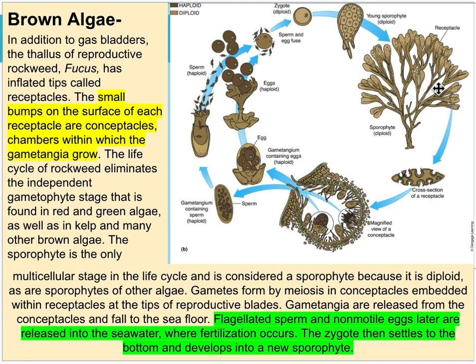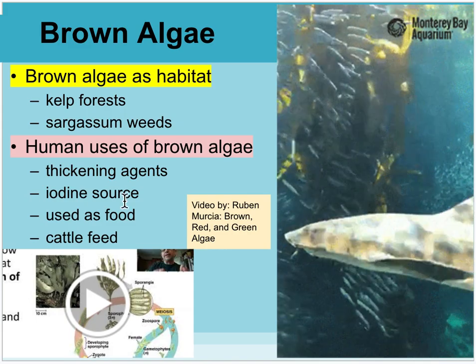These have small bumps on the outside called conceptacles, and these are little chambers where the gametophytes grow. The sperm on these have a flagellum, so they're mobile, and they can swim to the eggs, which are non-mobile in brown algae, and join up and make a zygote for the algae.